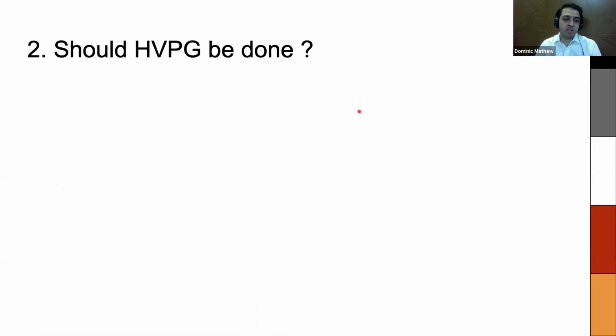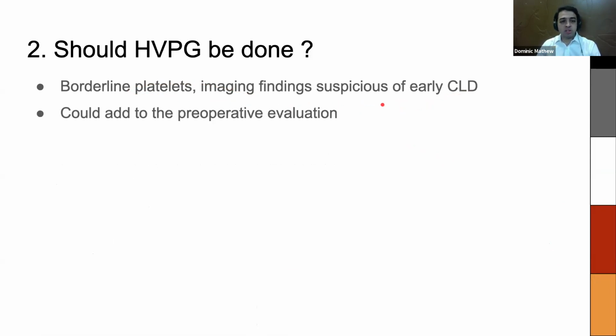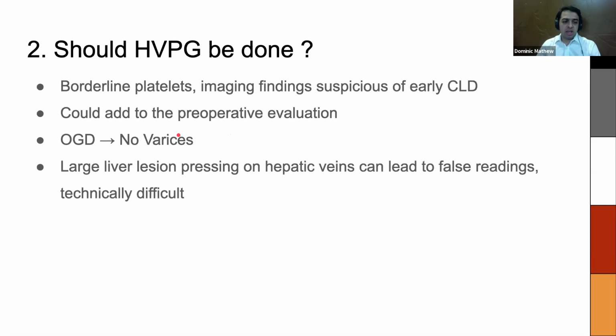Now, should hepatic venous pressure gradient be done? The patient had borderline platelets and imaging findings were suspicious of an early CLD. So this could actually add to the preoperative evaluation. But we had done an OGD which showed no varices. And the issue is when we're doing a venous pressure gradient in a patient with a large liver lesion, this will be pressing on the hepatic veins, and this can lead to false readings. And it might be technically difficult also to do this. So we decided to proceed without a HVPG.